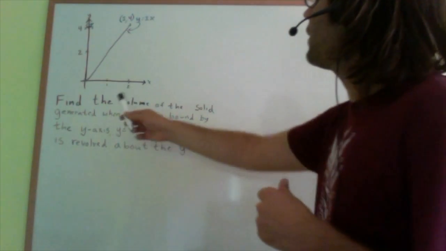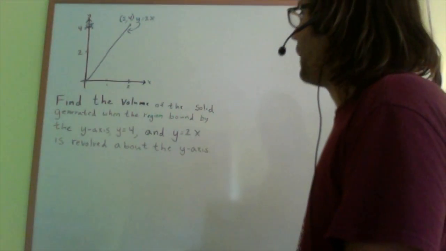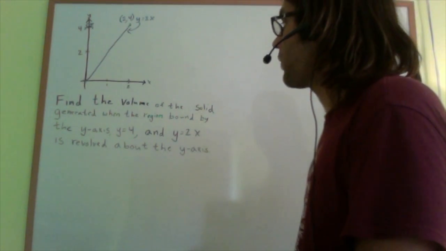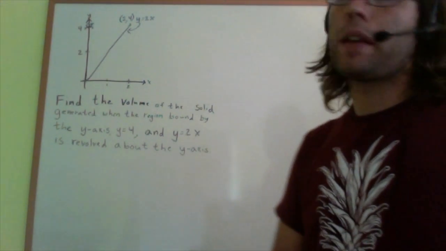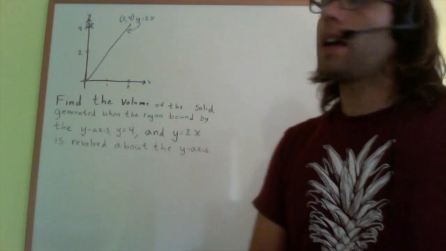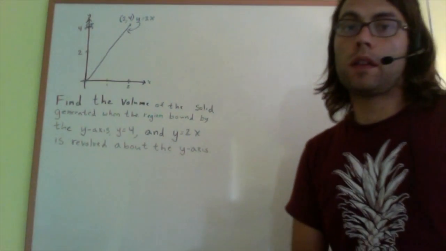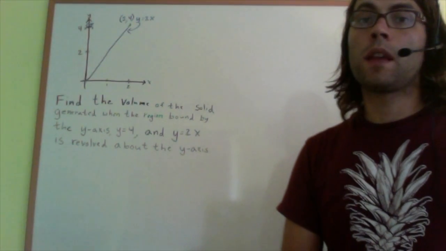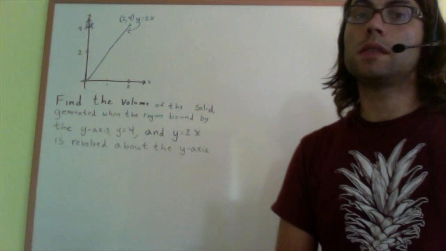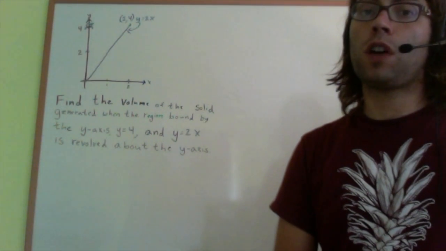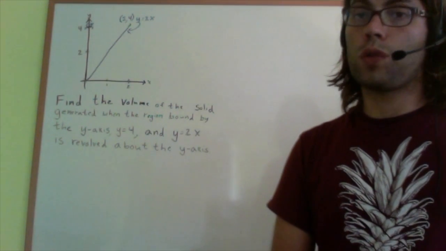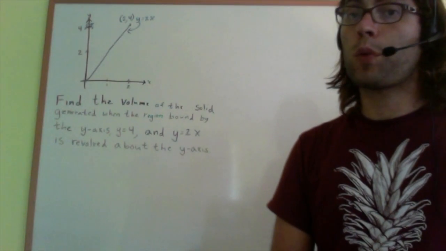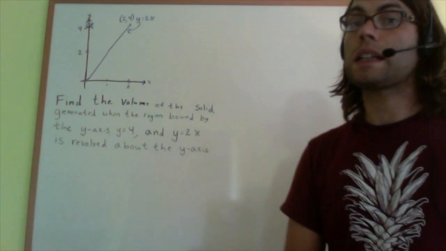Now our next problem. Find the volume of the solid generated when the region bound by the y-axis, y equals 4 and y equals 2x, is revolved about the y-axis. Now this one, there are two ways to do it. One is using what you know from geometry, and the other way is to use an integral. And I'm going to show you both ways. We'll start with the easy way.